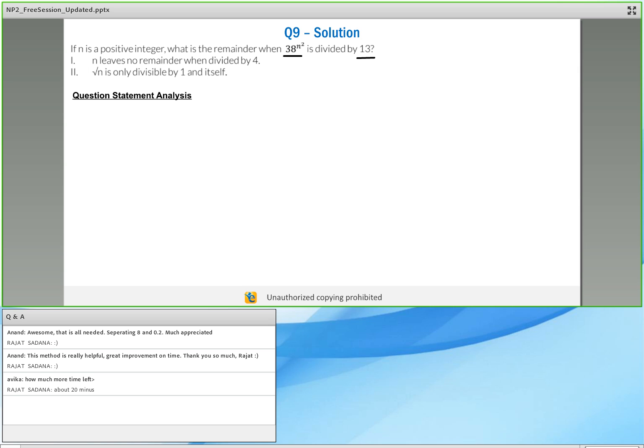Okay, so let's understand the question statement. Let's now read statement 1, statement 2. We have to figure out the remainder of 38 to the power n square, and we know that n is a positive integer.